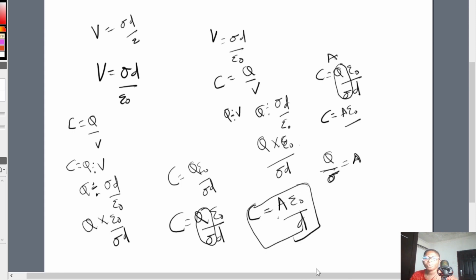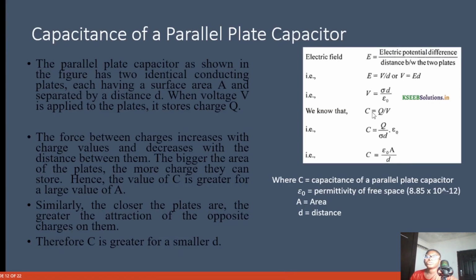Let's go to our slide to check it again. You can see now that our capacitance of a capacitor is equal to this, where epsilon naught is the permittivity of free space, C is the capacitance of the capacitor, A is the area, and D is the distance. So we have gotten another formula for the capacitance of a parallel plate capacitor.